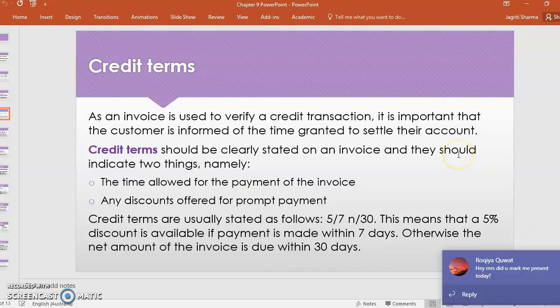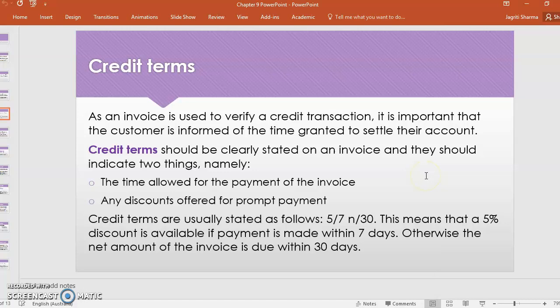Now let's talk a little bit about credit terms. As an invoice is used to verify a credit transaction, it is important that the customer is informed of the time granted to settle their account. Credit terms are when the customers need to actually settle their account. We've talked about some of the credit terms, so if you look here, credit terms are usually stated as follows.